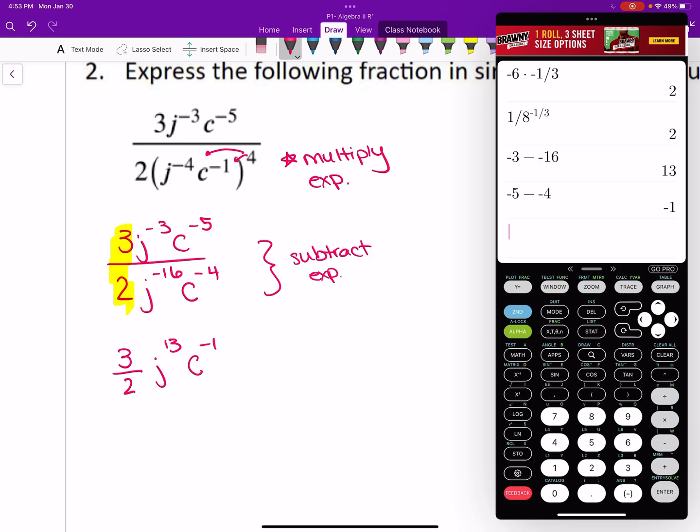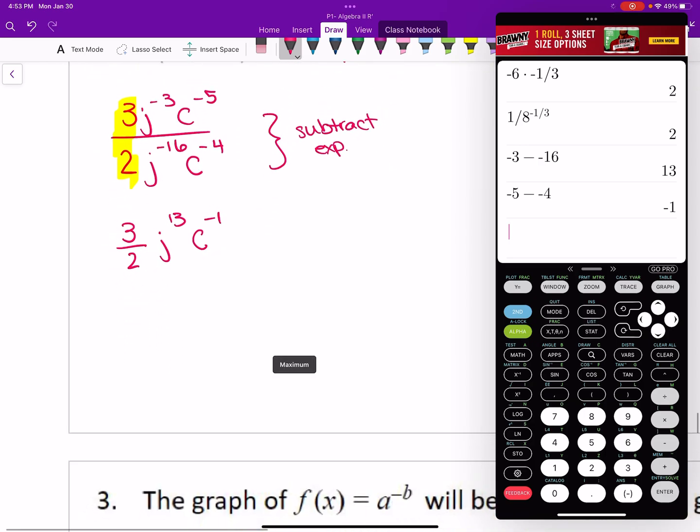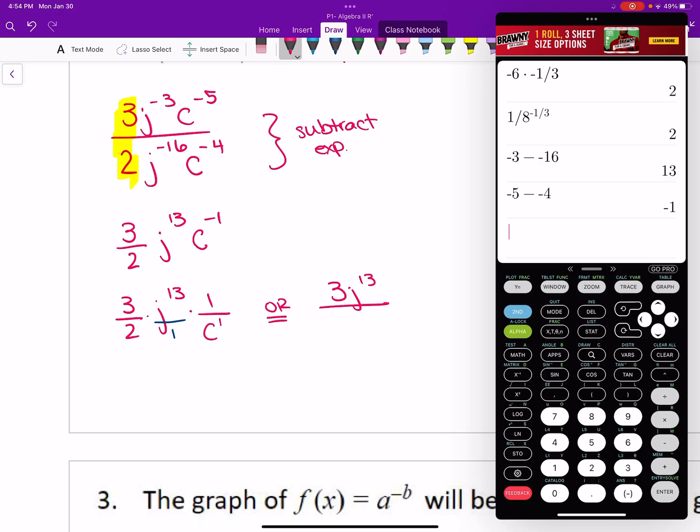It says positive exponents only, so we are going to have to fix this up. The C has a negative exponent, so we can copy everything down and just flip the C. Or you can copy this as one big fraction. Technically, that j to the 13th is over 1. So on top would be 3j to the 13th. And on the bottom is the 2c to the 1st.